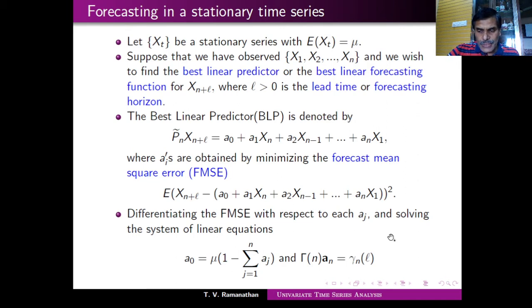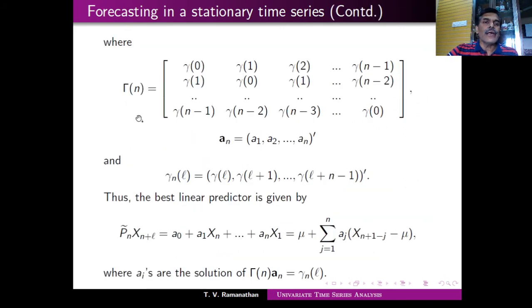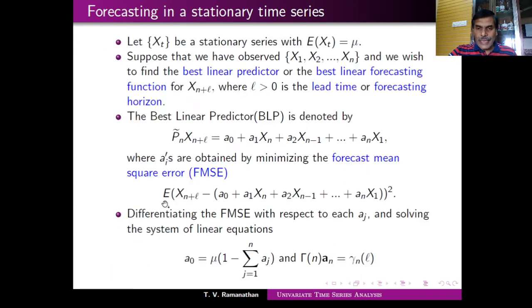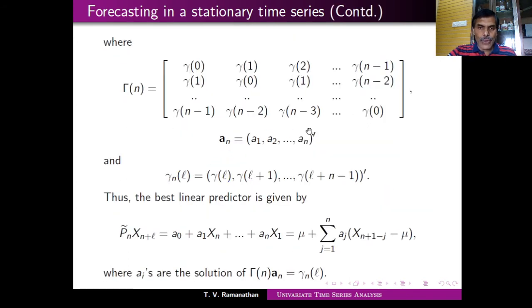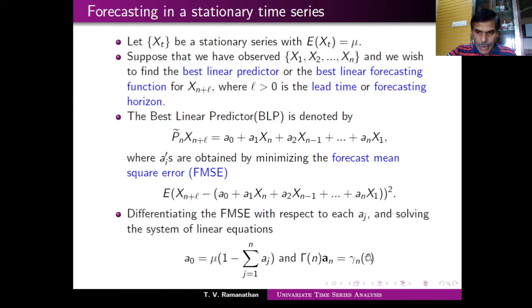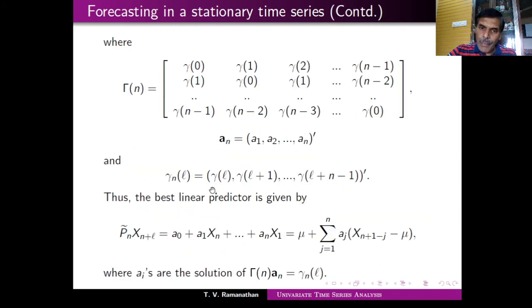So these coefficients actually turned out to be gamma n, which is nothing but gamma naught, gamma 1, etc. This matrix is nothing but the autocovariance matrix, and this coefficient vector is nothing but a1, a2, an. The right hand side, gamma nl, is actually a vector because you are multiplying a matrix with this vector, so this has to be a vector. So don't confuse this with gamma l. Gamma nl means there are n components to that. Gamma l is one of the components. So this gamma nl is gamma l plus 1, etc., gamma l plus n minus 1.